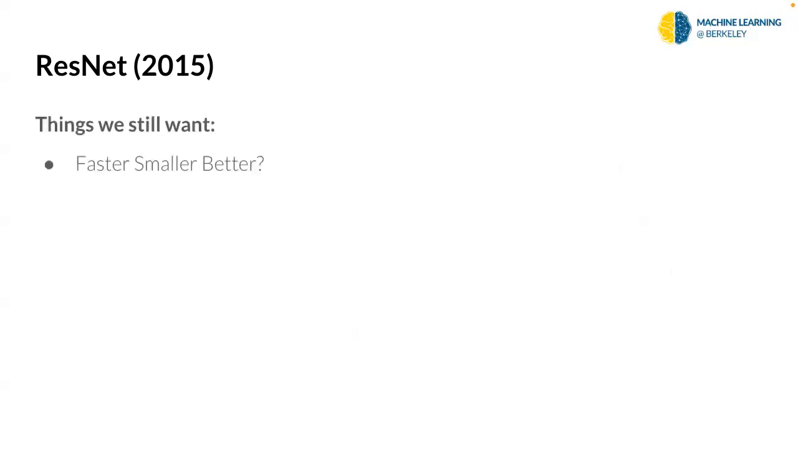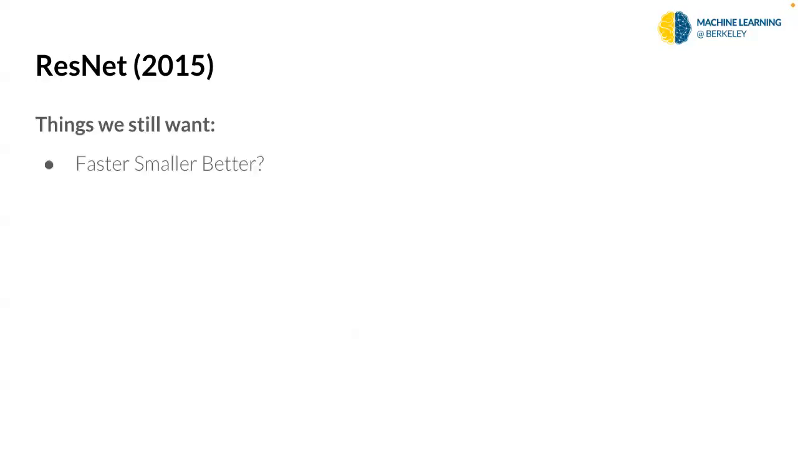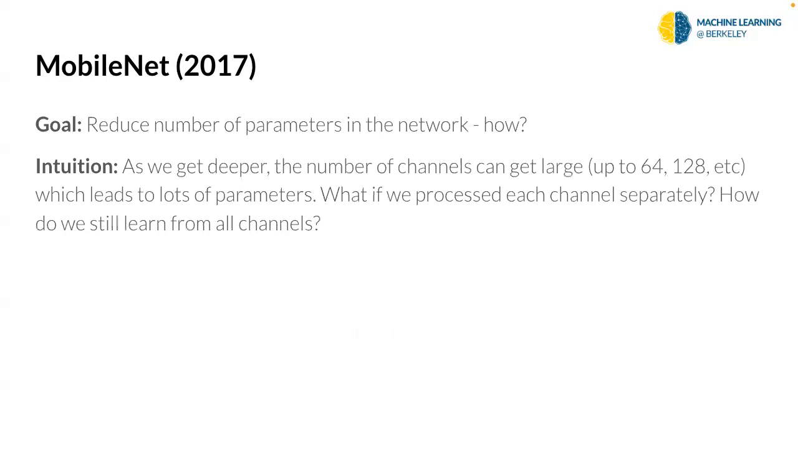And so the things we want, of course, are faster, smaller, and better. And the solution we came up with was MobileNets in 2017. The way they approached it is they wanted to reduce the number of parameters in the network. So they were looking at convolutions, figuring out what can we do to keep the same level of featurization, basically the same operation, but reduce the number of parameters.